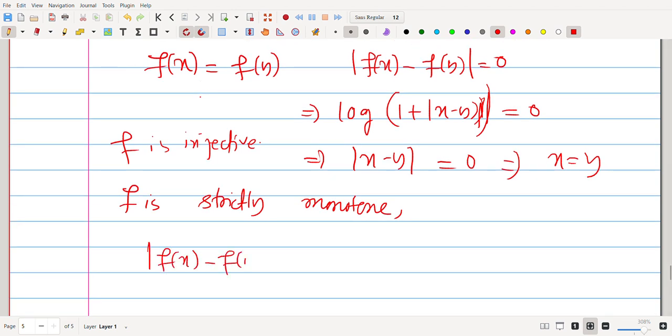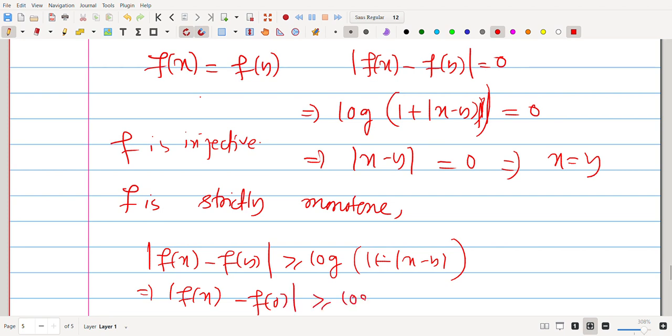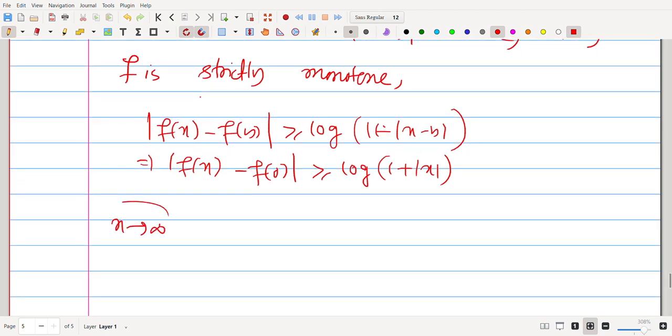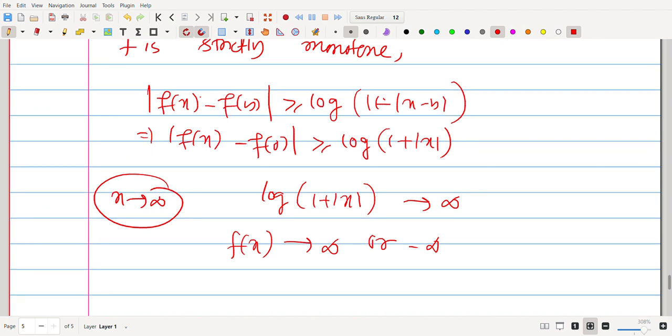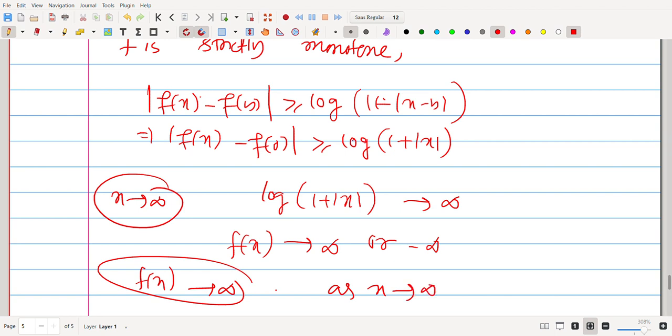Okay. Now f(x) minus f(0) is greater or equal to log(1 plus mod x), which is the same as with y equal to 0. Now say x goes to infinity. Since x goes to infinity, log(1 plus mod x) also goes to infinity. That means, since f is continuous, f(x) goes to infinity or negative infinity. So without loss of generality, you can assume that f(x) goes to infinity as x goes to infinity.